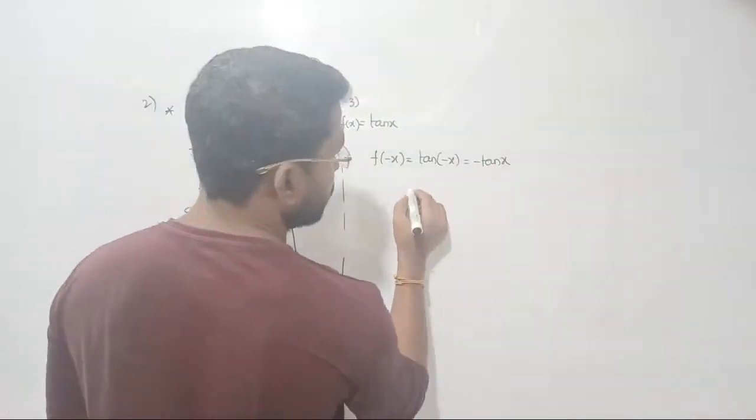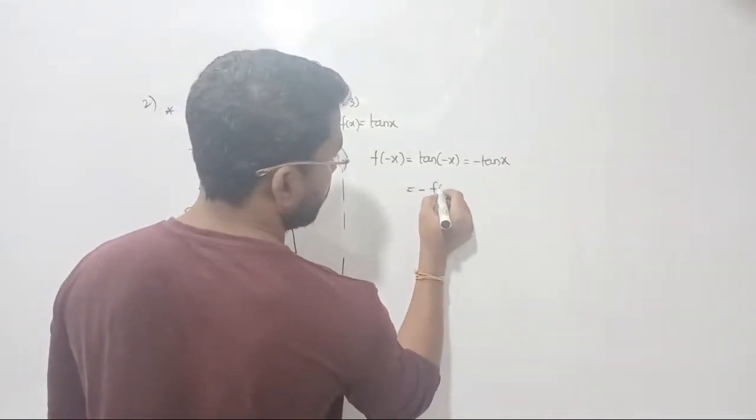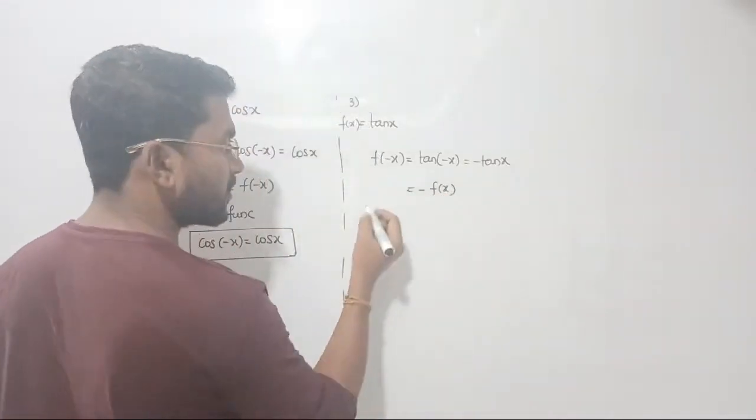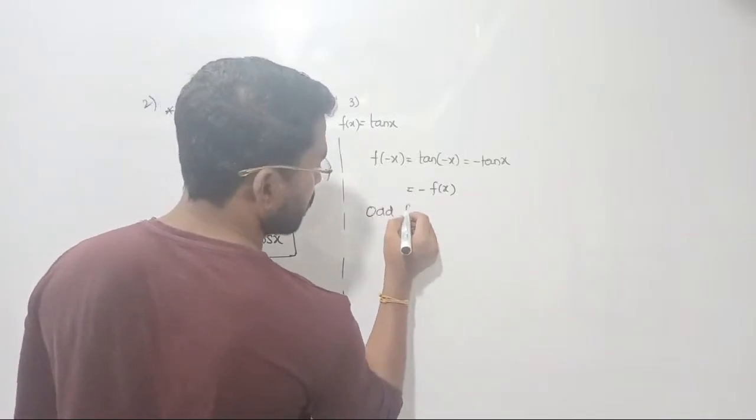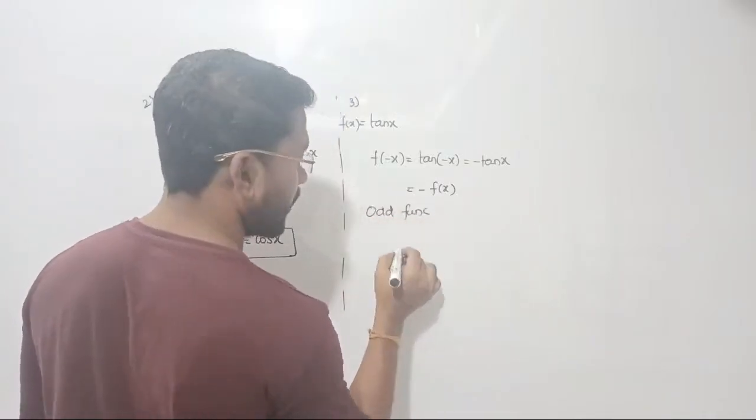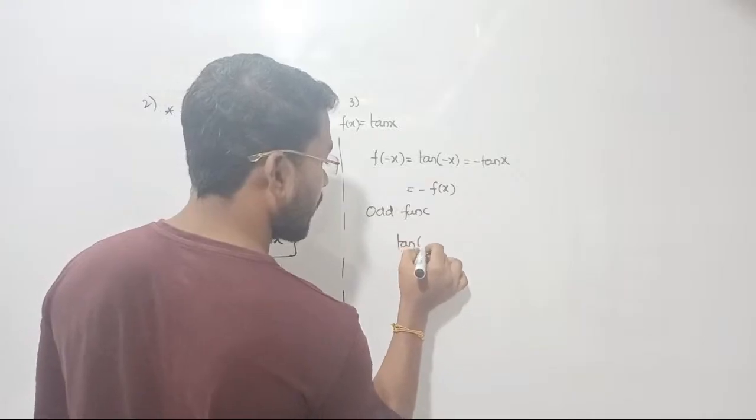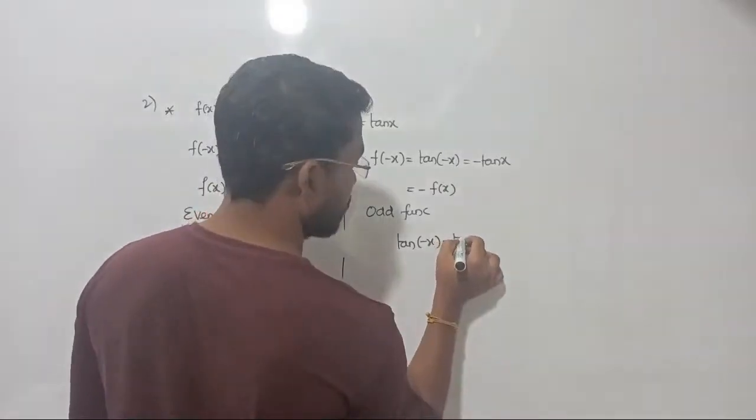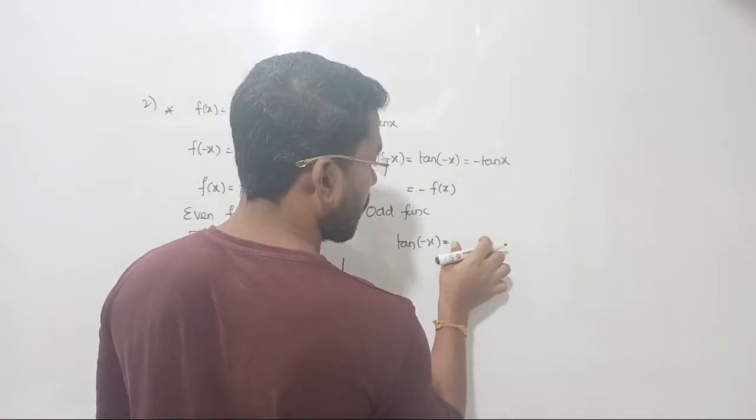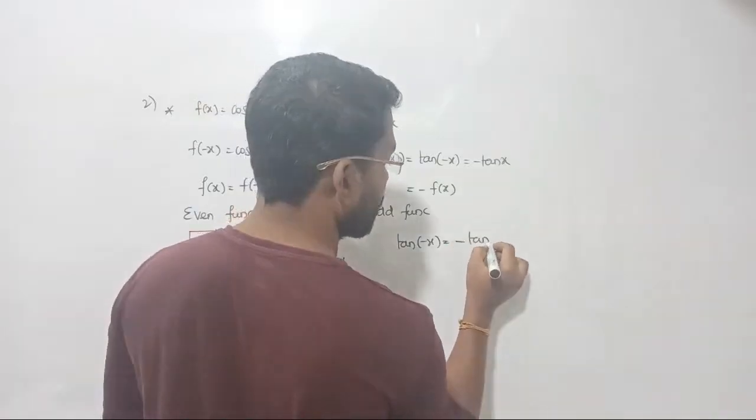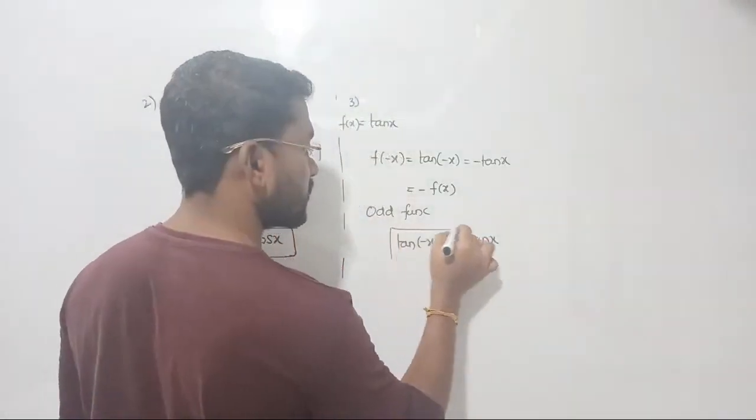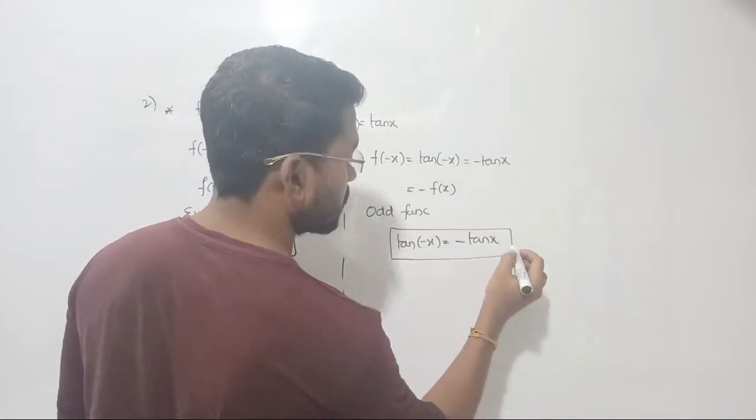So the conclusion is what? Which is equal to minus f of x. So tan x is also said to be an odd function, right? Whereas we can write tan of minus x is equal to minus tan x.